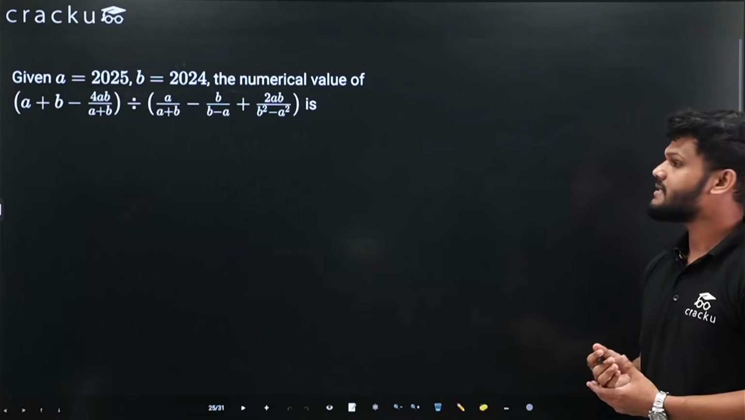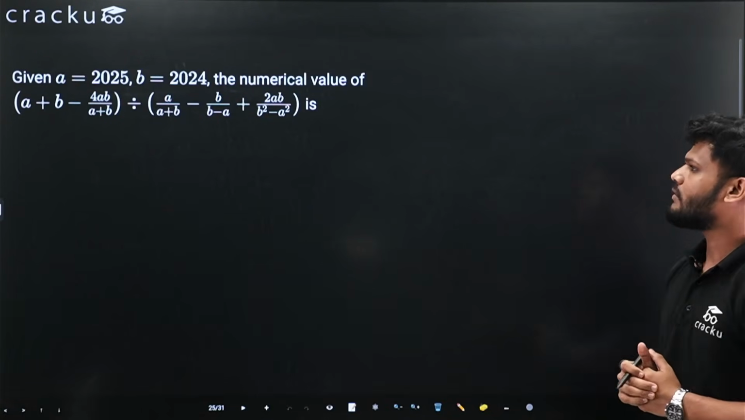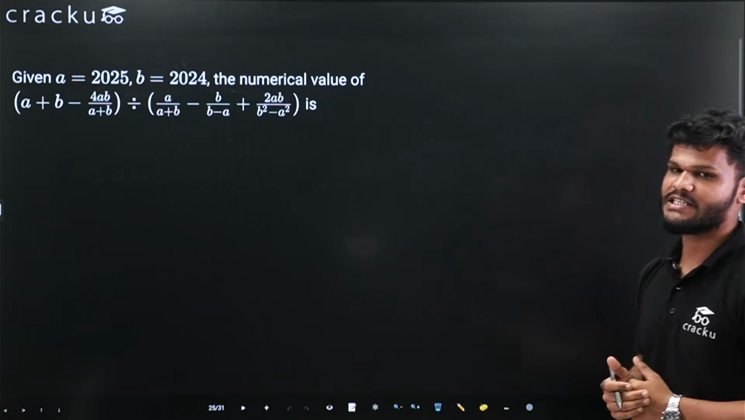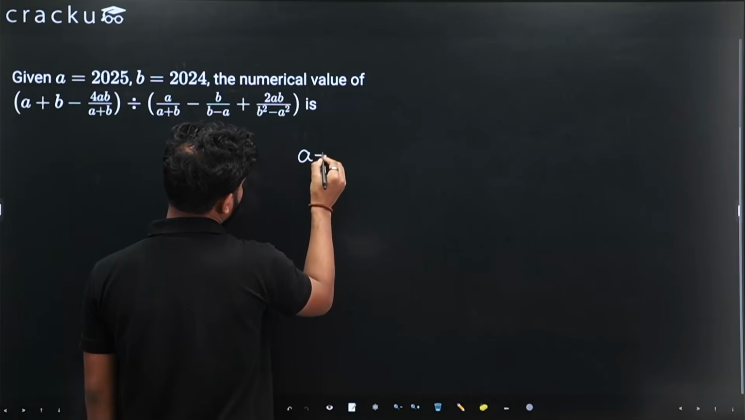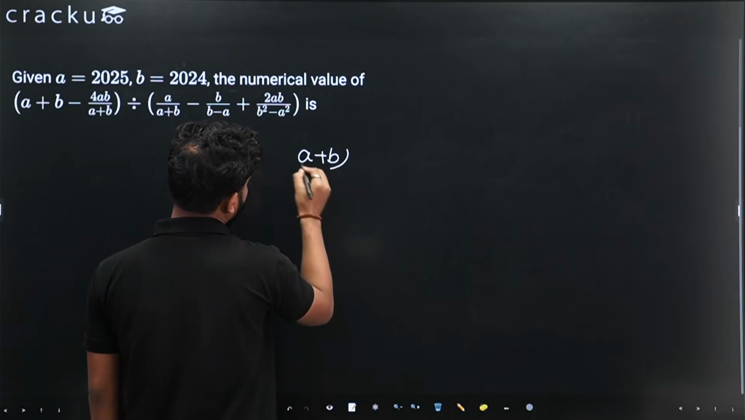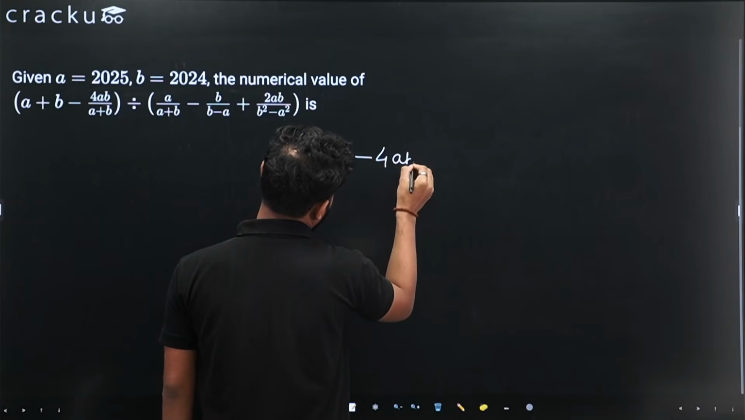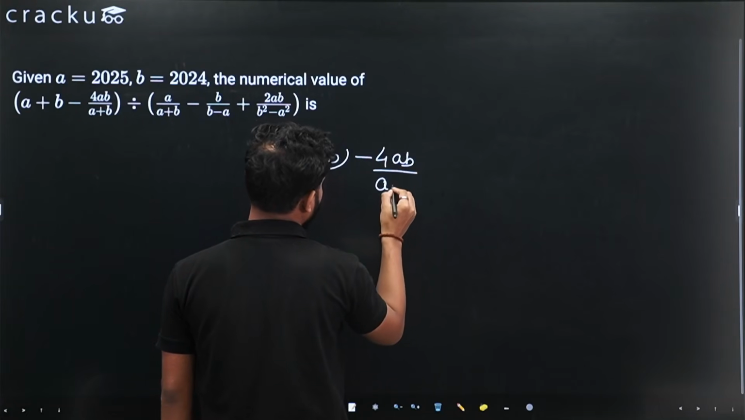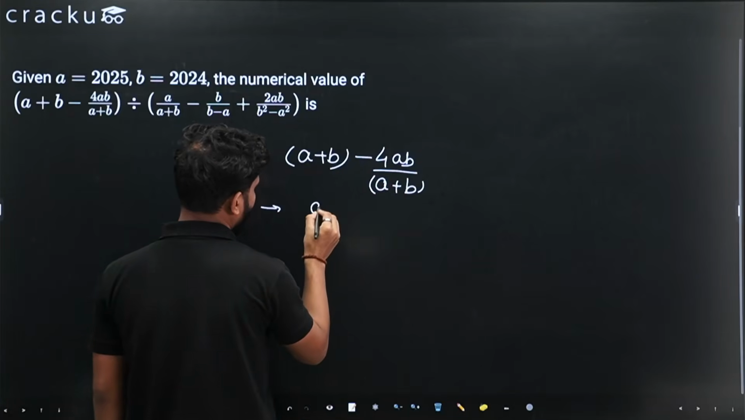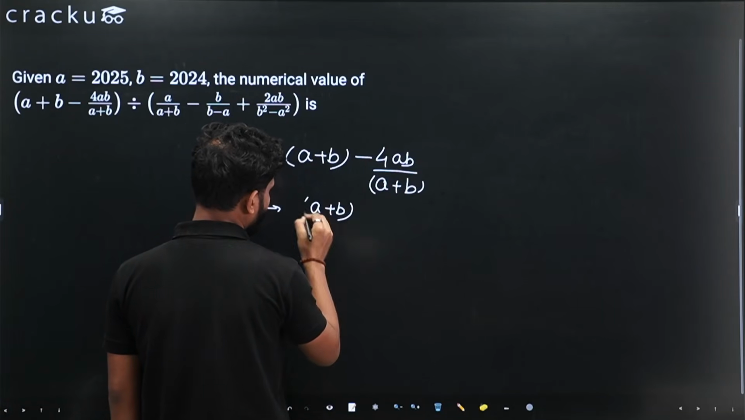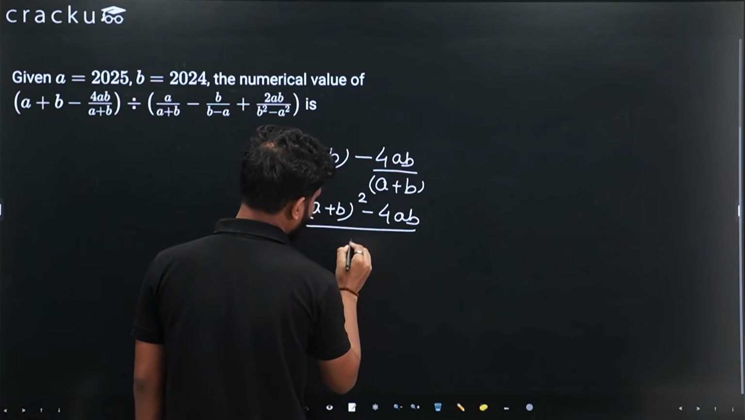In this question we are asked, A is equal to 2025, B is equal to 2024, find the numerical value of the given expression. Let us find out. We have numerator as A plus B minus 4AB upon A plus B. This I can write as A plus B whole square minus 4AB upon A plus B.